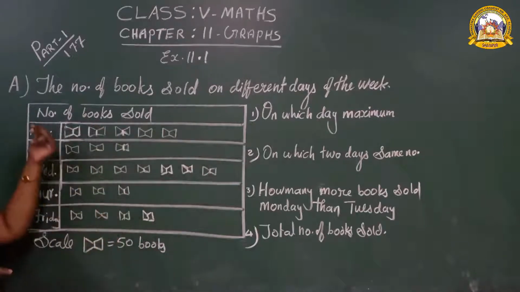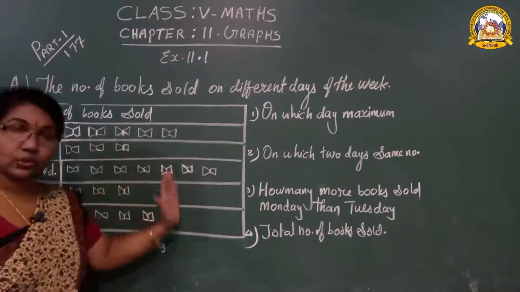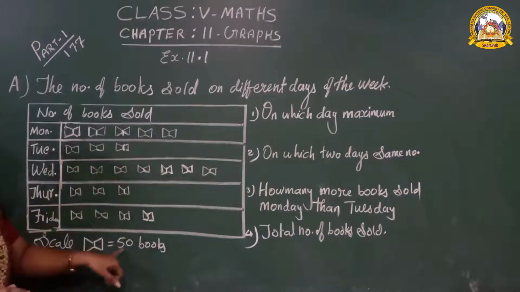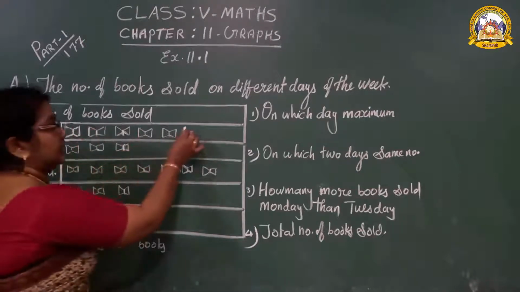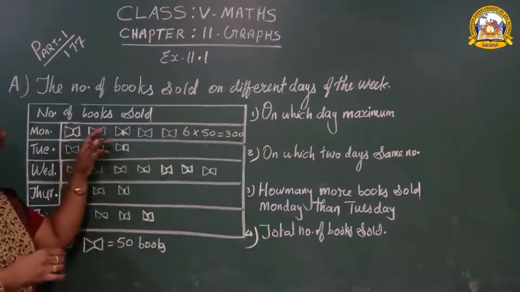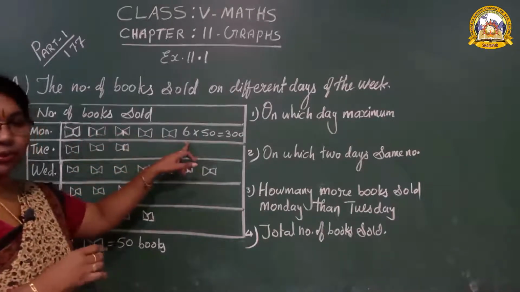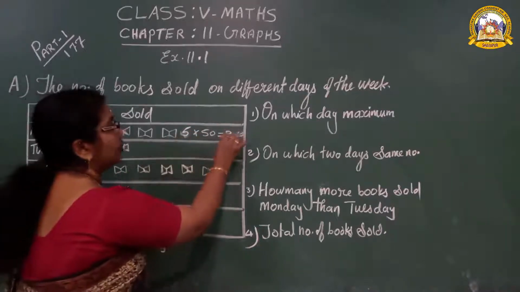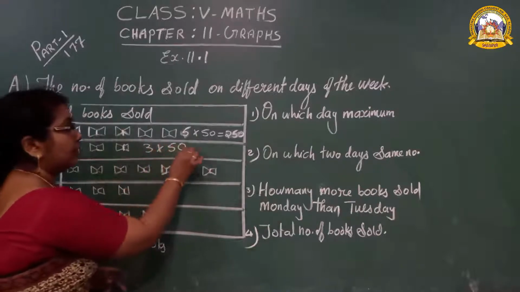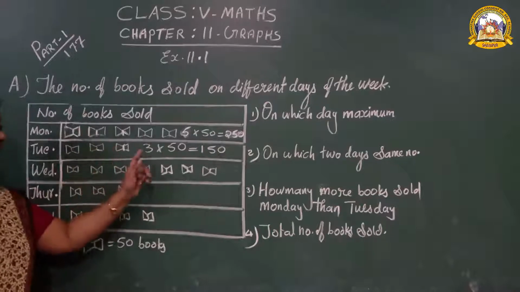In this pictograph, there are 5 days given: Monday, Tuesday, Wednesday, Thursday and Friday. And some books are sold. Monday, how many pictures are given? 1, 2, 3, 4, 5. One picture means how many books? 50. Otherwise, you can calculate 50, 100, 150, 200, 250. Only 5 pictures, not 6. So 5 into 50 is 250. Now Tuesday, 1, 2, 3. So how to find out? 3 multiplied by 50. 3 5s are 15, add the 0. Otherwise 50, 100, 150. I think the easy method is multiplication.